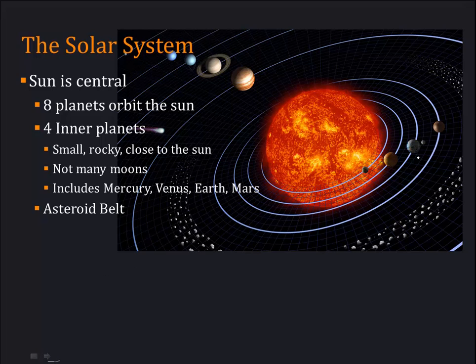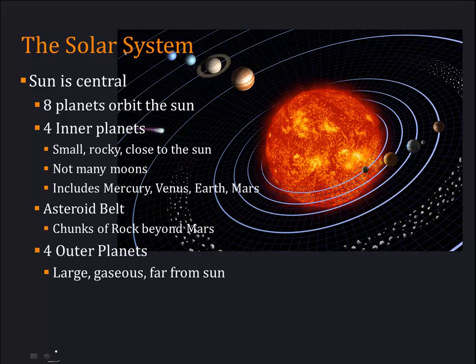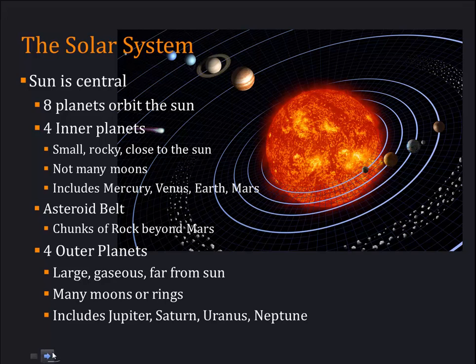Okay, then we have the asteroid belt, chunks of rock floating around out there. And then after the asteroid belt, we have Jupiter, the outer planets. So these are the gas giants. These are very large planets. They have lots and lots of mass. They're far away from the sun, and most of them have lots of moons or rings. So there's just more stuff orbiting the planets out there beyond the asteroid belt. Okay? So Jupiter, Saturn, Uranus, Neptune, they're all out there.